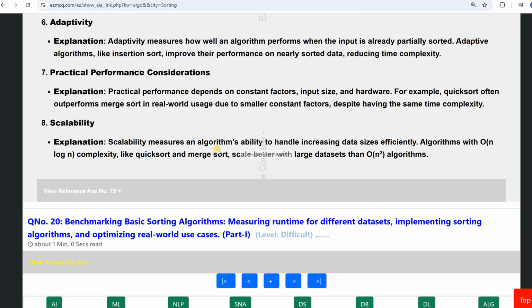All right, so that topic ends. Now we will start with the next topic, which is benchmarking and the use cases.